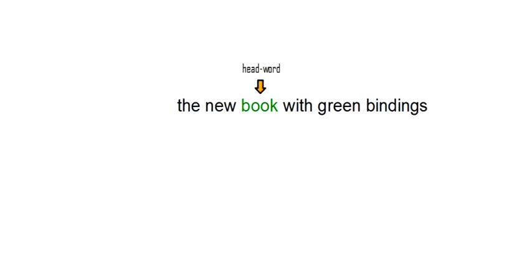This word is called the head word. It is the main word in the phrase that all the other words are related to. And our head word in this phrase is a noun, so that makes this a noun phrase. The noun phrase functions like one big noun. I could say book, that's a noun, or the book with green bindings, it's also a noun.